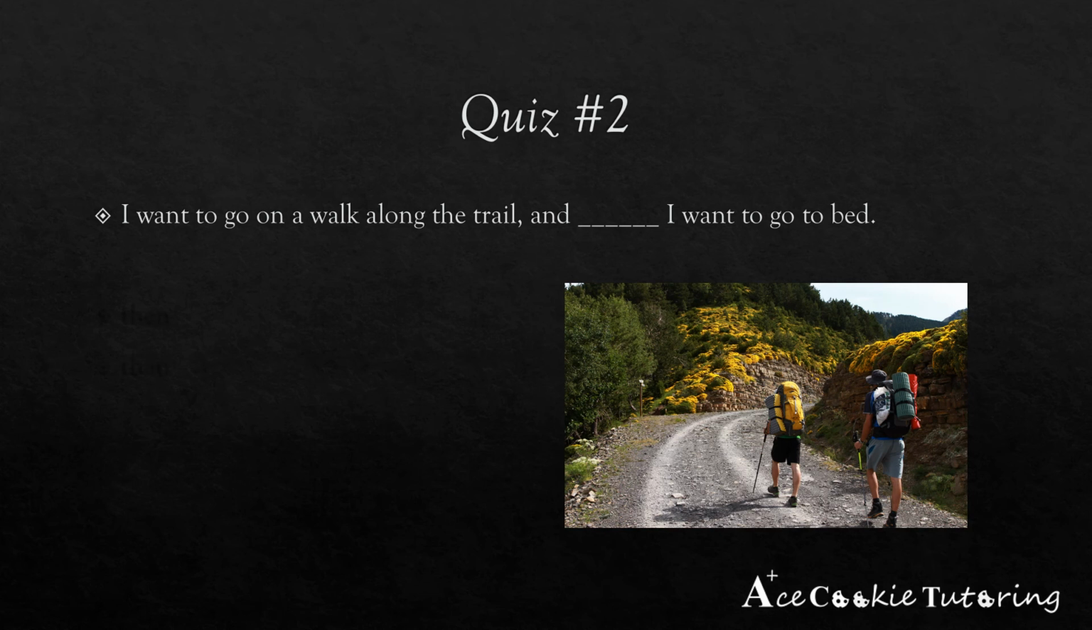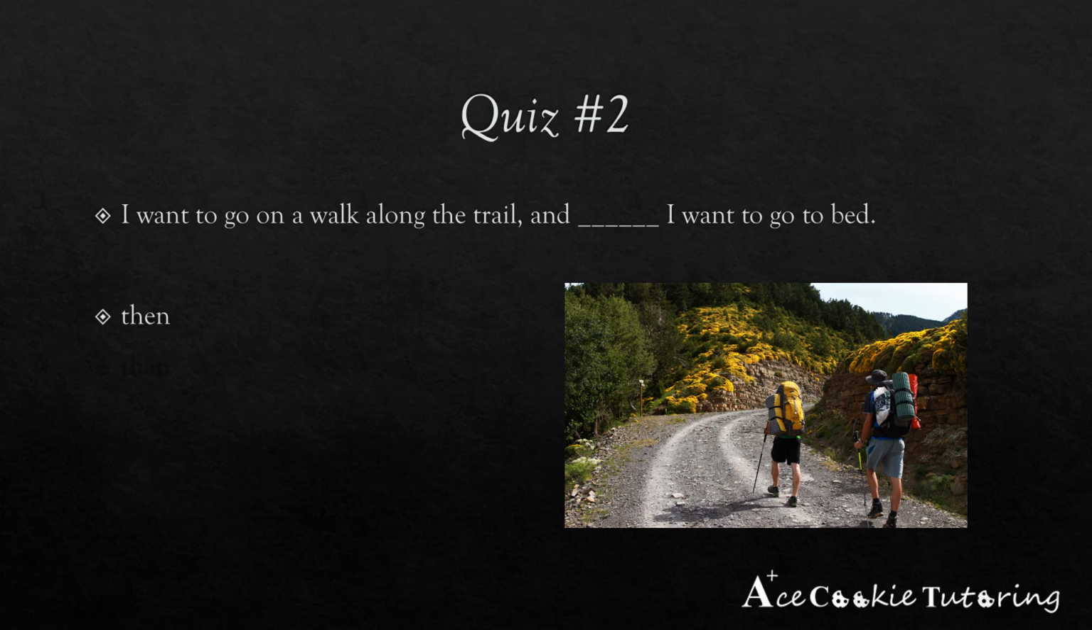Are you ready for quiz number 2? Well, I sure hope you are, because here we go. The sentence is: I want to go on a walk along the trail and blank I want to go to bed. So what words did Cynthia just talk about?